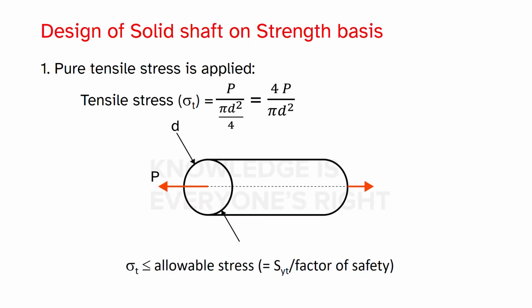In the first case, we have a shaft under pure tension. Here, we find out the tensile stress developed in the shaft with the given formula, and we see to it that this value is less than or equal to the allowable stress value. Equating these values, we will find out the diameter of the shaft.